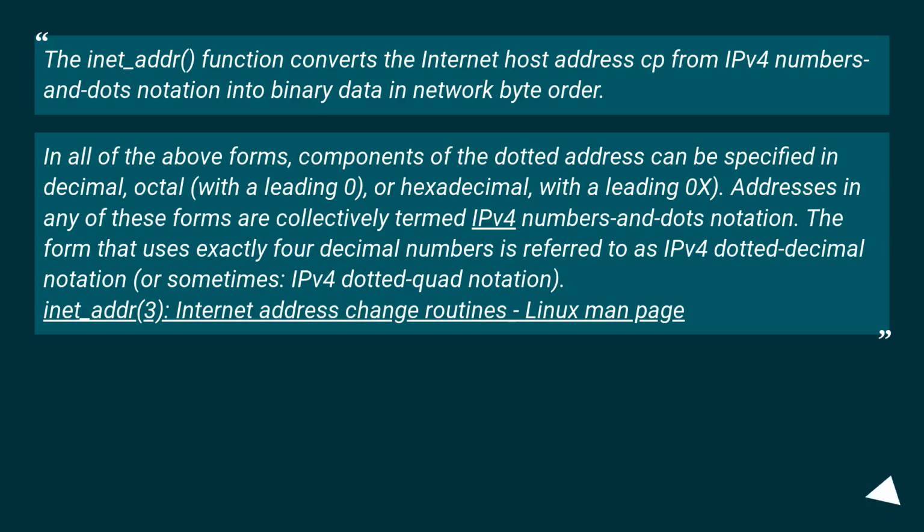The inet_addr function converts the Internet host address from IPv4 numbers-and-dots notation into binary data in network byte order. In all of the above forms, components of the dotted address can be specified in decimal, octal, with a leading 0, or hexadecimal, with a leading 0x. Addresses in any of these forms are collectively termed IPv4 numbers-and-dots notation. The form that uses exactly 4 decimal numbers is referred to as IPv4 dotted-decimal notation, or sometimes IPv4 dotted-quad notation. inet_addr(3), Internet address manipulation routines, Linux man page.